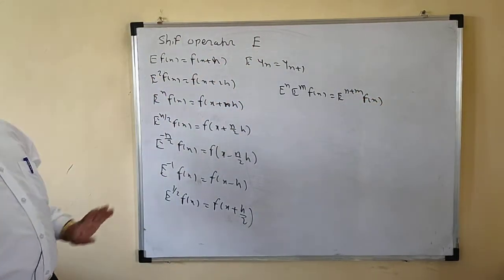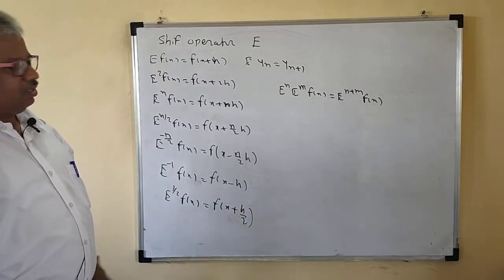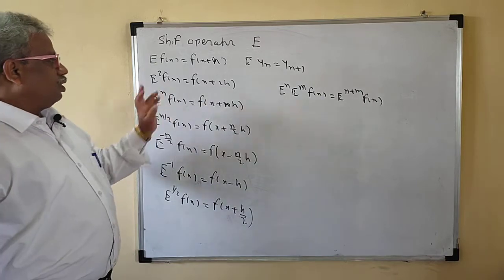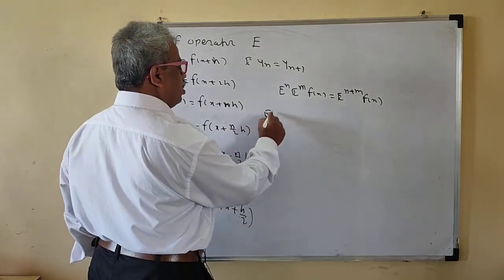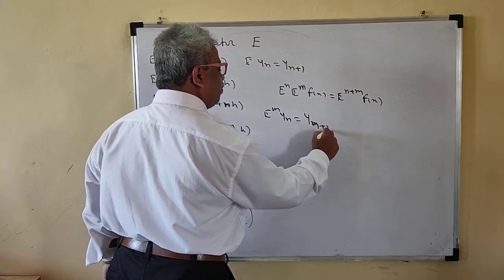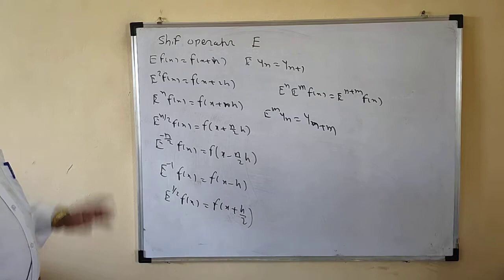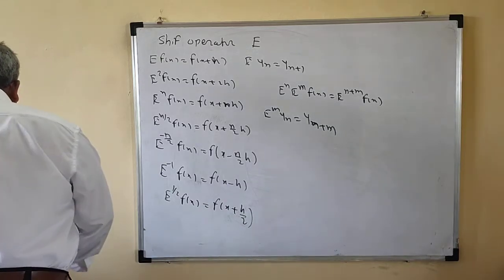You can operate a shift operator on this one. Similarly for y, just you have to increase the suffix by 1. Just increase the suffix by 1 only. So E raised to m yn is the same as yn plus m. Okay. So same thing here now.